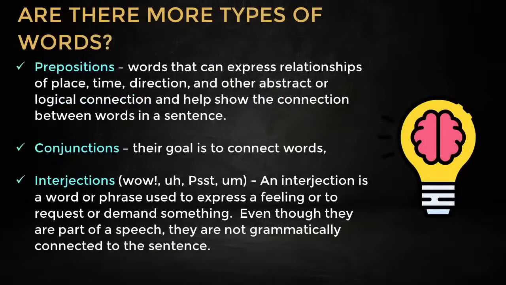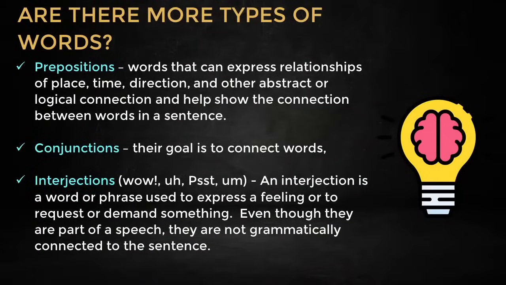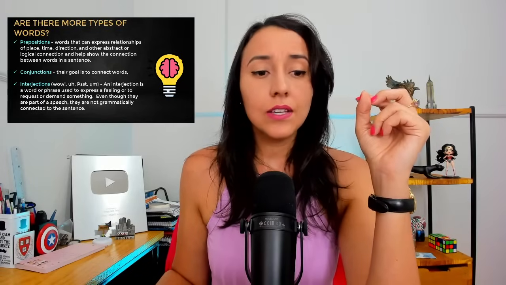Now, are there more types of words? Yes, we have prepositions, we have conjunctions, we have interjections. Basically, prepositions are a type of word, and they help you connect the elements in a phrase. They usually refer to time, place, and other abstract ideas. So they help you connect the words in a sentence, usually describing place, time, direction. Now, a conjunction is to connect ideas, to connect sentences.